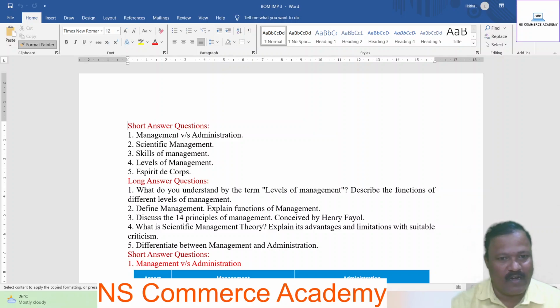Essay or long answer questions. First one, what do you understand by the term levels of management? Describe the functions of different levels of management. Second question, define management. Explain functions of management. Third question, discuss the 14 principles of management conceived by Henri Fayol. Fourth question, what is scientific management theory? Explain its advantages and limitations with suitable criticism. Fifth question, differentiate between management and administration.